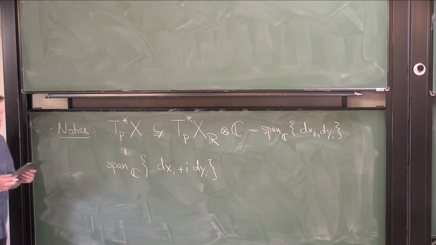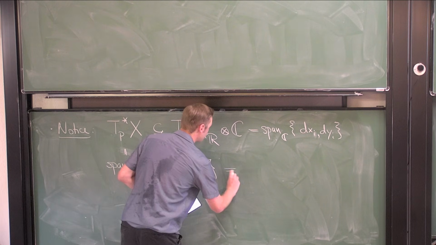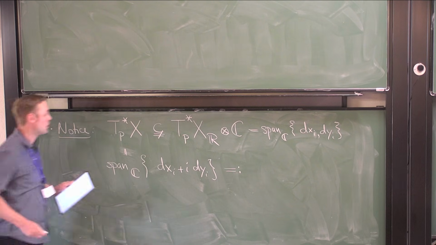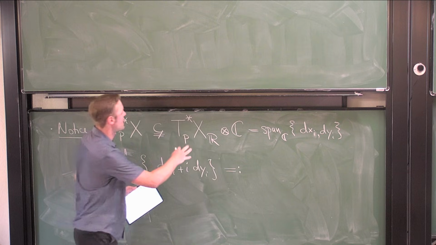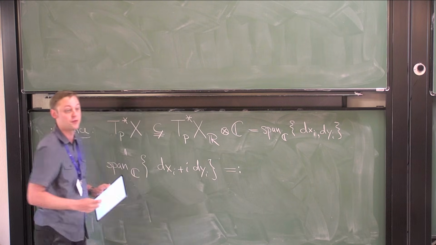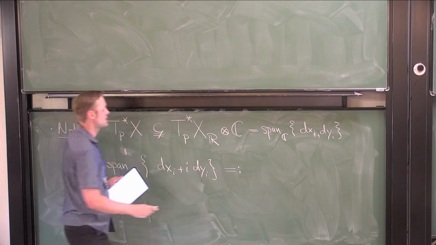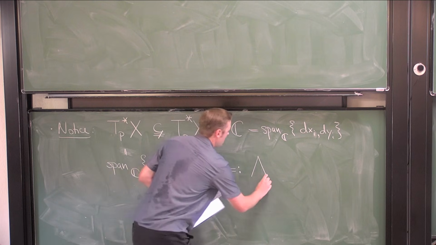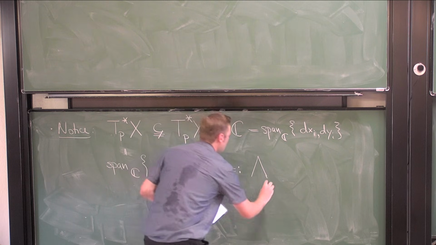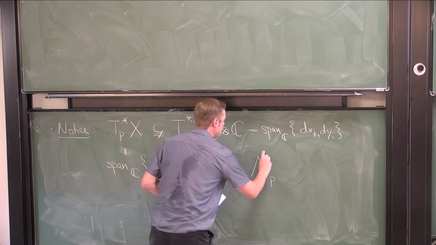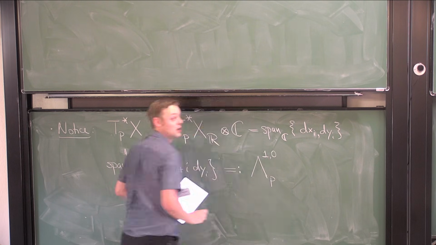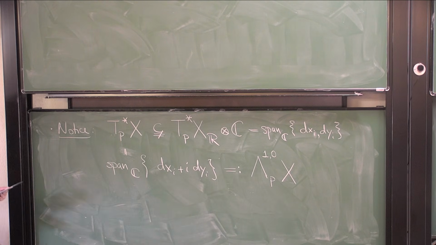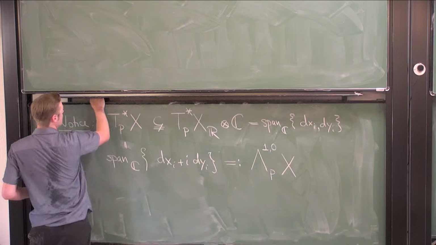So you can clearly see this is a half-dimensional subspace. And I will call this half-dimensional subspace of this complexified real cotangent bundle, I will give this another notation which mimics the lambda notation up there. I'll call it Λ^{1,0}_p X.